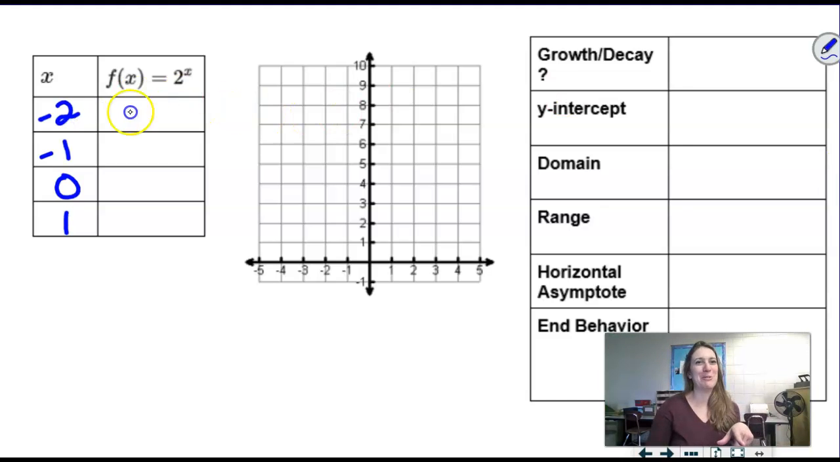But let's see, 2 to the -2 power would be 0.25. You could just read this off the calculator. 2 to the -1 power is 0.5, this is a 1, and this is a 2. I'm doing those quickly mentally because I'm just plugging in the proper exponent.